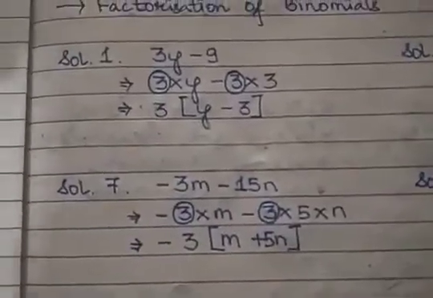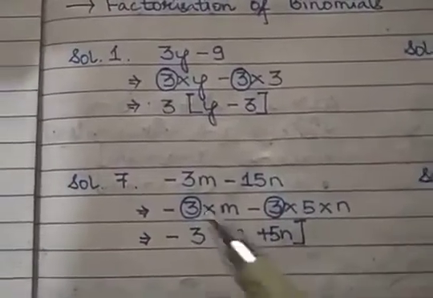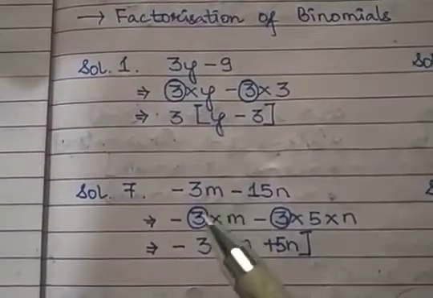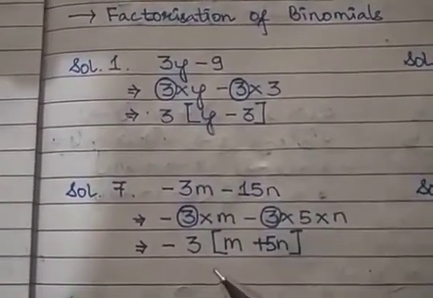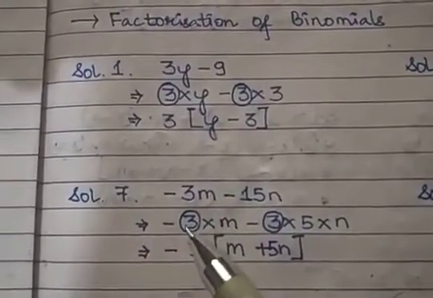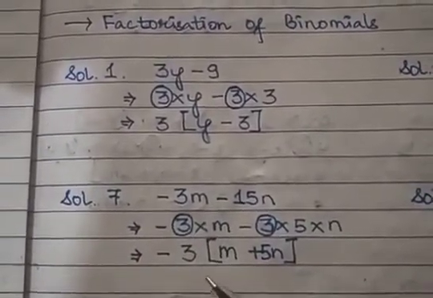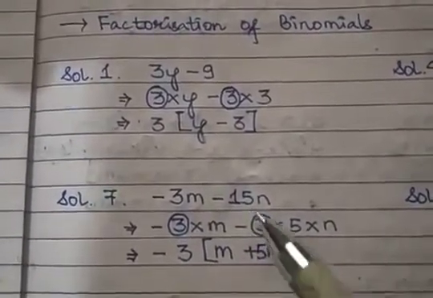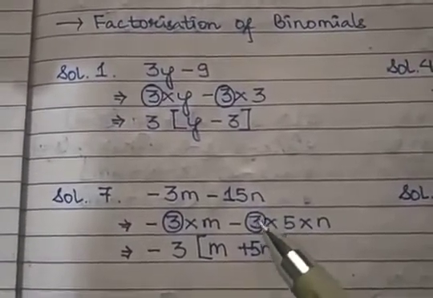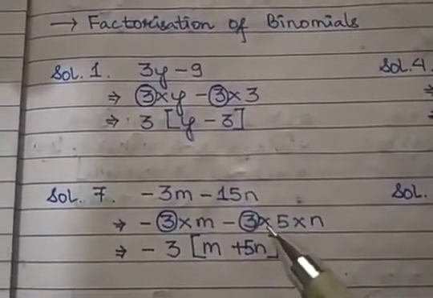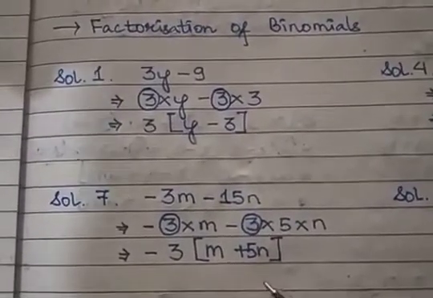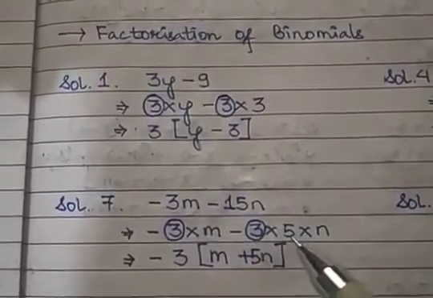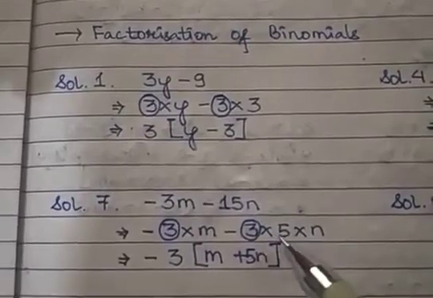For question number 7, what we have here is minus 3m minus 15n. The first term of the binomial has a negative sign, as well as the second term. So I've expressed the first term as minus 3 into m. That's what I can do, isn't it? As I know the relation between a constant and a variable is multiplication. For this 15, I've taken the prime factors of 15, so I've expressed it as 3 into 5 into n. I hope you understood this one. Simple. For 15, 3 into 5, I've expressed it in its prime factors, 3 into 5 into n.